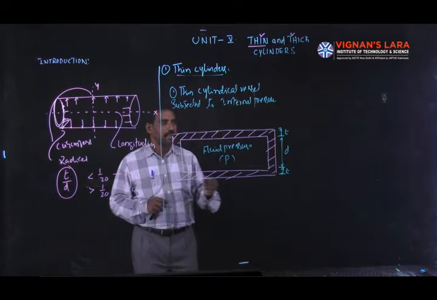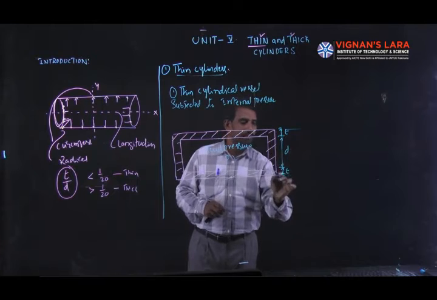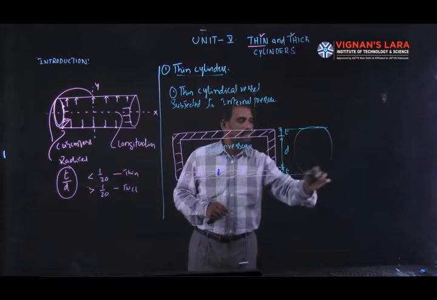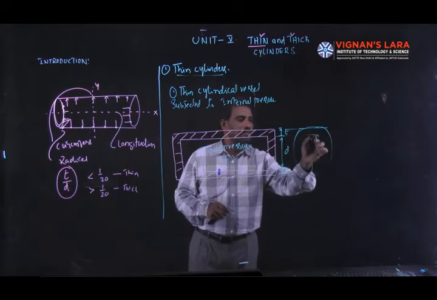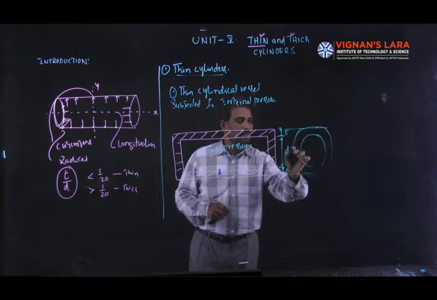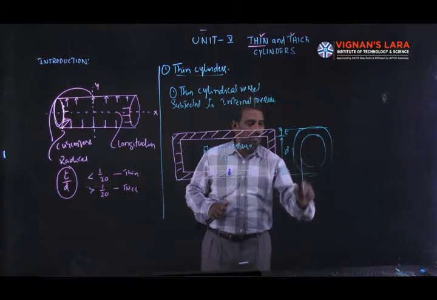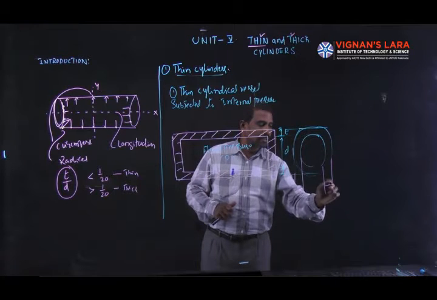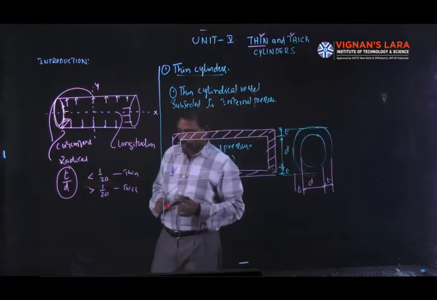So this can be re-represented. This is the external diameter of the cylinder. Again, this is the internal diameter. Simply this can be represented. So this is T, and this is D. This is the front view. This is the side view.